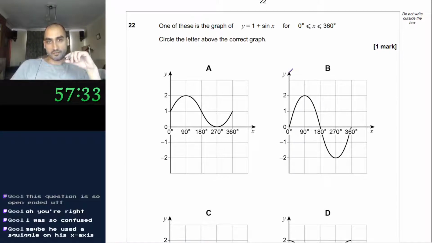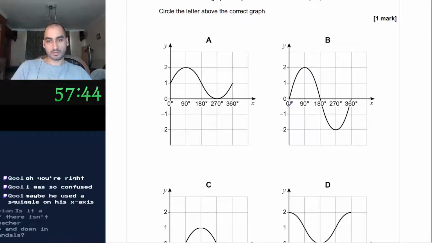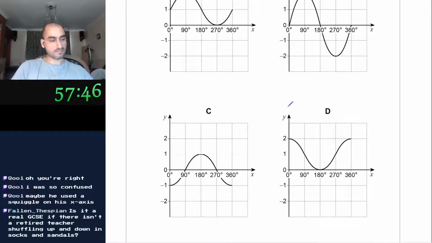One of these is the graph of y equals 1 plus sine x. Circle the letter above the correct graph. 1 plus sine x, so it's sine x, but you shift it up by 1. So it's definitely not C or D. Those are not sine graphs.